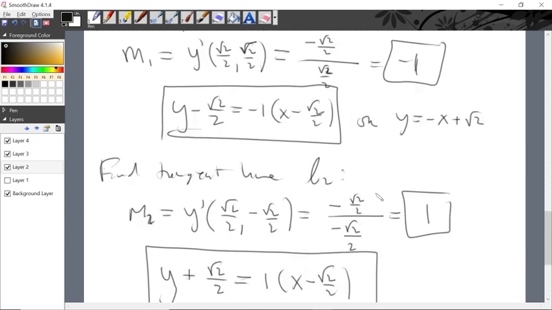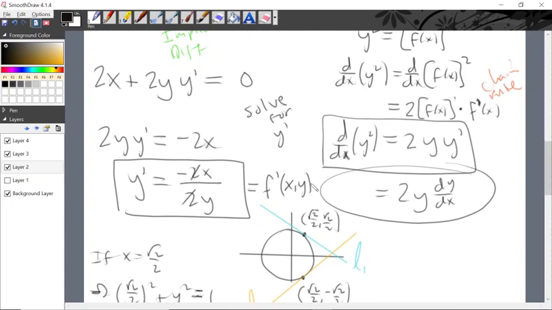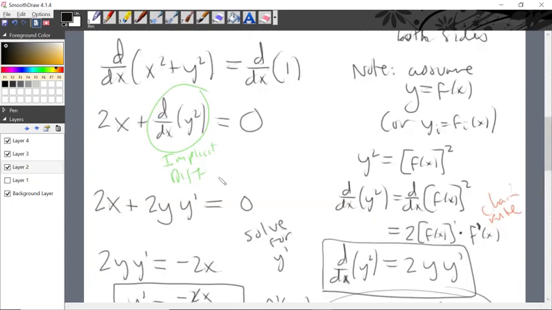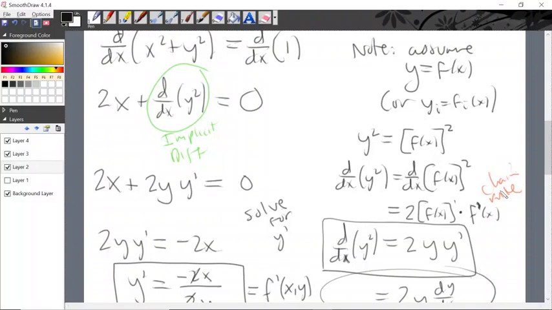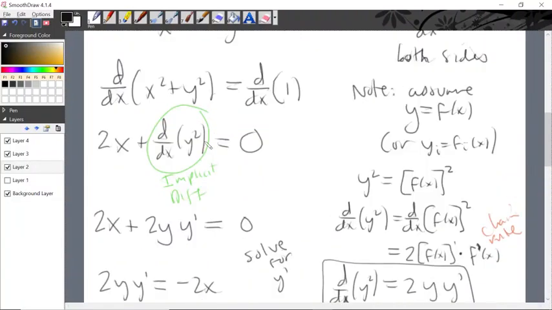Okay, so we found the equations of the tangent lines here by using the implicit form of the derivative. We found y prime through implicit differentiation, which is an application of the chain rule. Anytime that we're going to take the derivative implicitly, let's apply the differential operator to both sides of the equation. Really, that's what we were doing all along anyway.